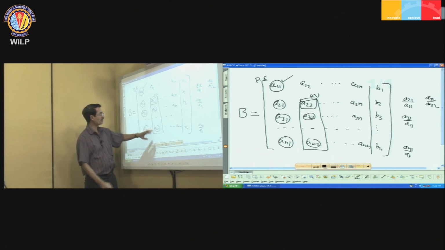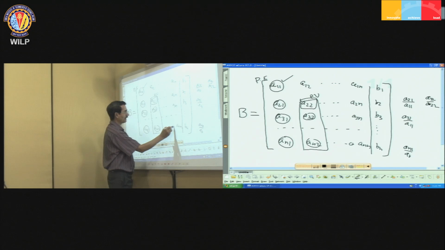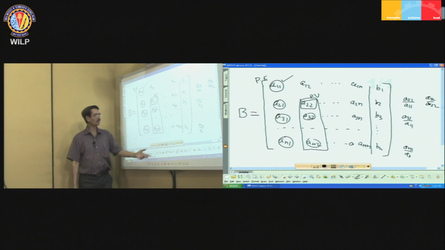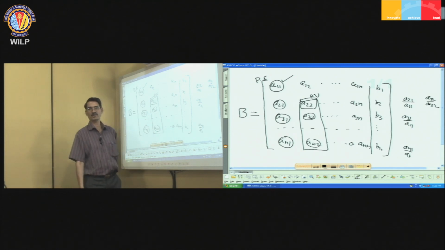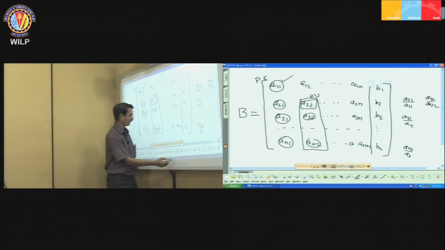Okay, and when is it 0? Look here, everything is 0 except ANN into XN equals BN, and therefore XN is equal to BN over ANN, although this BN and this ANN will be totally different from the original situation. We shall see some example, then it will be much clearer.